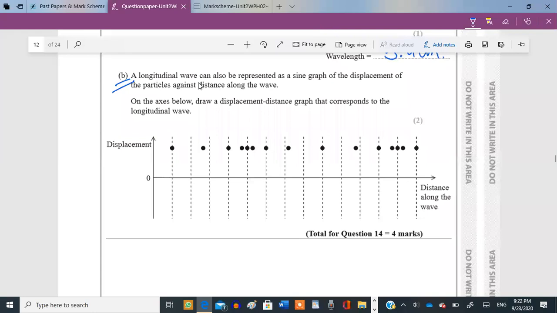Part B says a longitudinal wave can also be represented as a sine graph of the displacement of the particles against the distance along the line. On the axis below, draw a displacement distance graph that corresponds to the longitudinal wave.